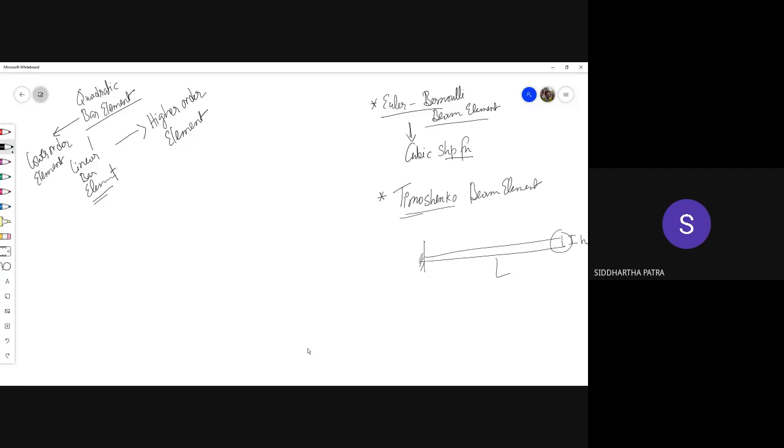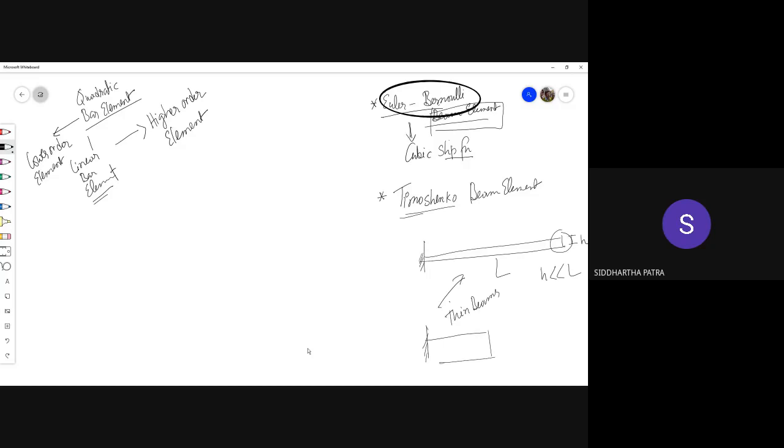Okay, these are classified as thin beams, where h is much smaller than L. And when you are dealing with such beams, you can utilize Euler-Bernoulli theory. So you can use Euler-Bernoulli beam theory, and the Euler-Bernoulli beam element is based on Euler-Bernoulli beam theory. Whereas Timoshenko beam theory can be used for thicker beams.